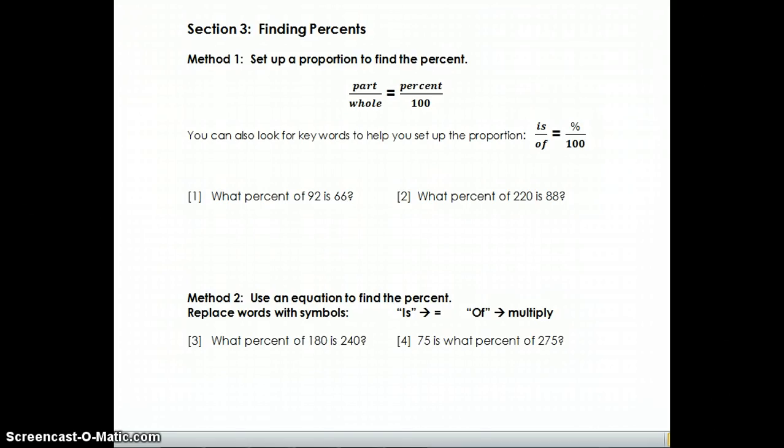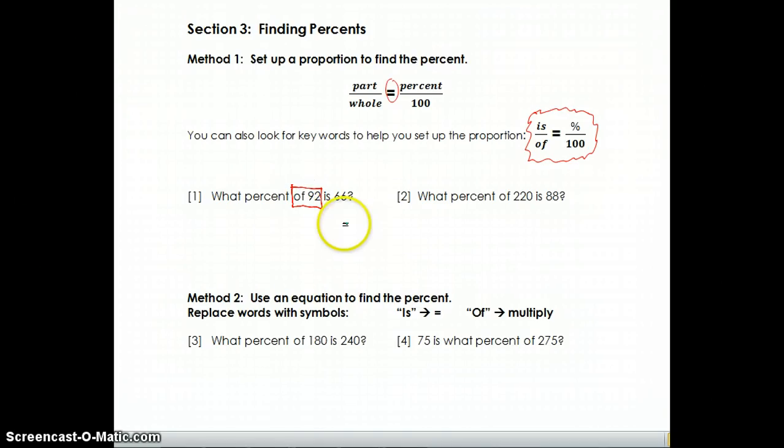The first way is solving a proportion. What a proportion is, we remember, is two fractions that are set equal to each other. Something that's going to help us tremendously is this portion. This is how we're going to set it up. It's going to tell us exactly where we're going to put each number. So if we're looking at problem number 1, it says what percent of 92 is 66? What I'm going to do is look for these two words. Is and of are both very key to that proportion.